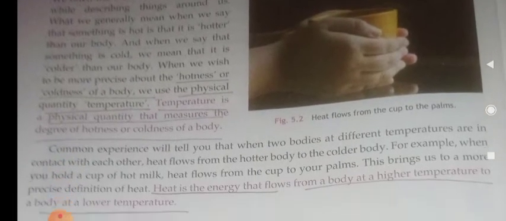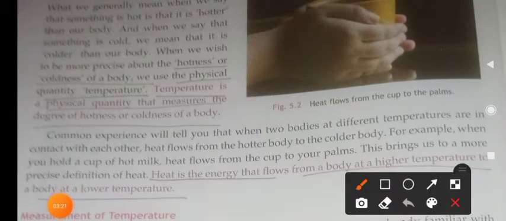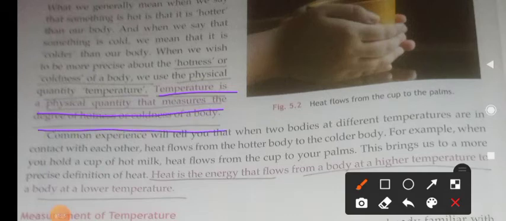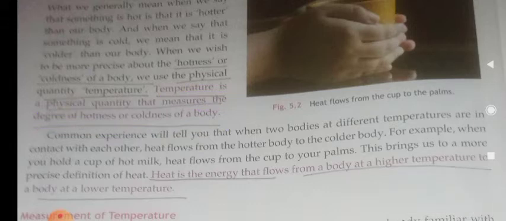The word temperature means that it's a physical quantity. It's a physical quantity that measures the degree of hotness or coldness of a body. So all the objects have temperature. How hot the object is, how cold the object is, is the temperature of the object. So ice cube. What is the temperature of an ice cube? That is the temperature of the ice cube. Do you understand? So the amount of hotness or coldness is the temperature of that object. Did you understand children?